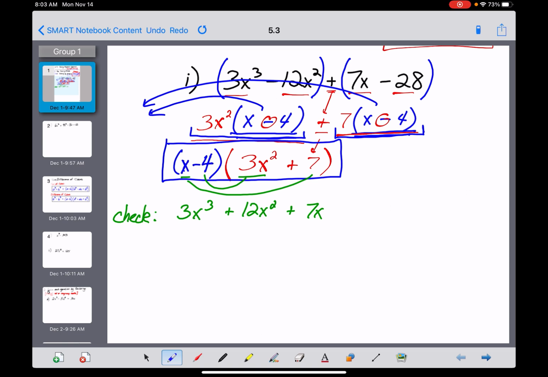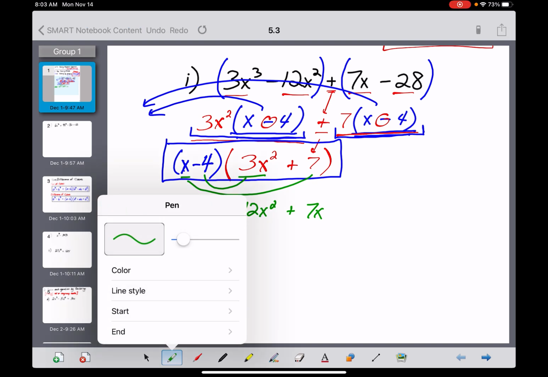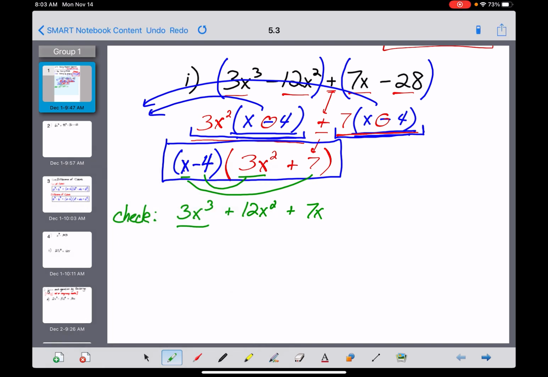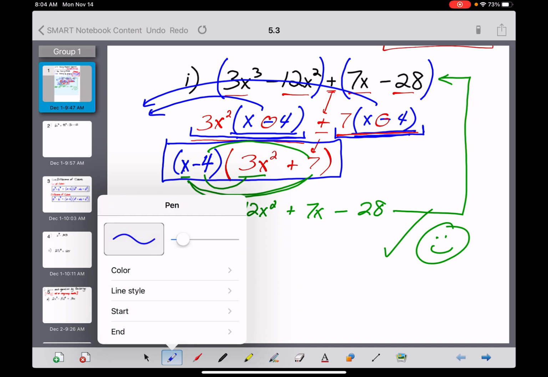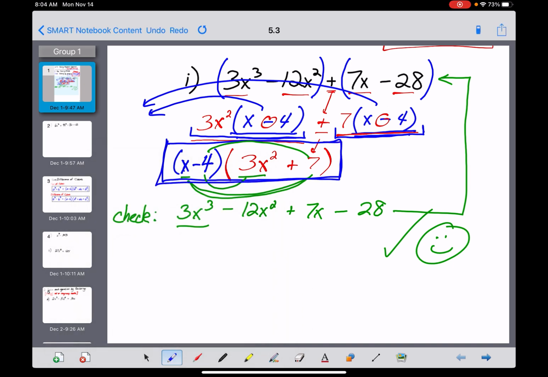Sorry about that, guys. And what does that do to my check here that I'm doing in green? The first term is still 3x cubed. That's right. The inner term now should be a minus 12x squared. There we go. Minus 12x squared. Outer product is still a plus 7x. And then the last product, here times here, negative 4 times 7 should be a minus 28. And if you look, guys, that is identical to the expression that was up here in black before I started messing it all up. So I feel pretty good about this answer right here, and we know that we got this one right. But again, just to be clear, the check is not your final answer. Your final answer is this factored form right here of the original.